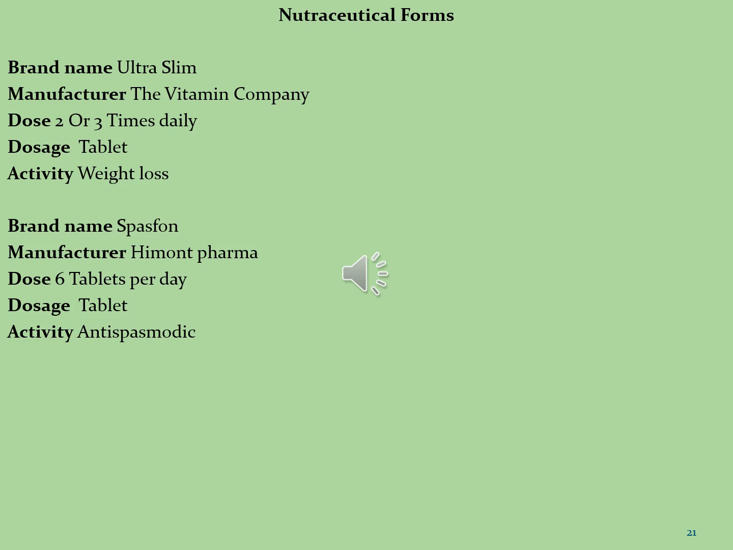The second brand is Pasphone. It is manufactured by High Mount Pharmaceuticals, and it is taken 6 tablets per day. It is formulated in tablet dosage form, and it is used as antispasmodic agents.